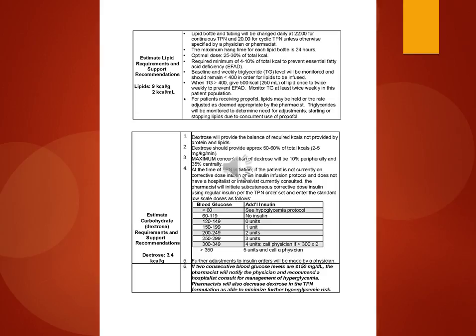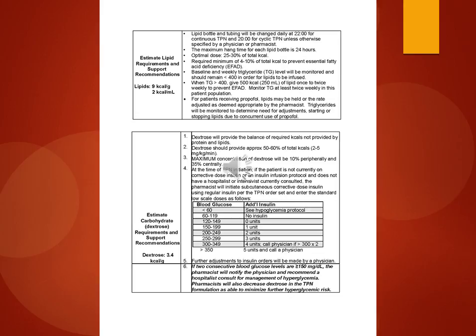Optimal dose, 25 to 30% of total kcal. Required minimum of 4 to 10% of total kcal to prevent essential fatty acid deficiency, EFAD. Baseline and weekly triglyceride, TG, level will be monitored and should remain under 400. Give 500 kcal, 250 mL, of lipid once or twice weekly to prevent EFAD. Monitor TG at least twice weekly in this patient population.